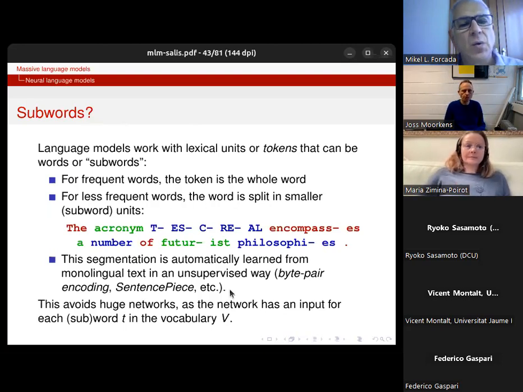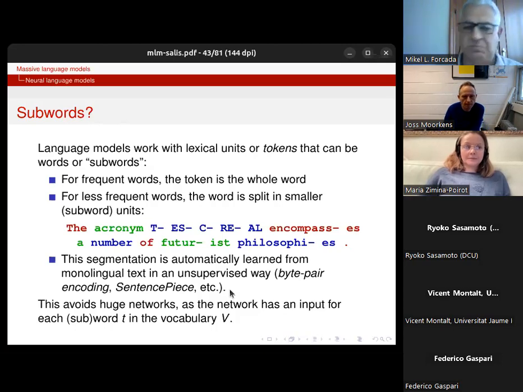So these models work with tokens, which are words or subwords. For frequent words, the token is the whole word. For less frequent words, the word is split into smaller units. So you end up splitting.